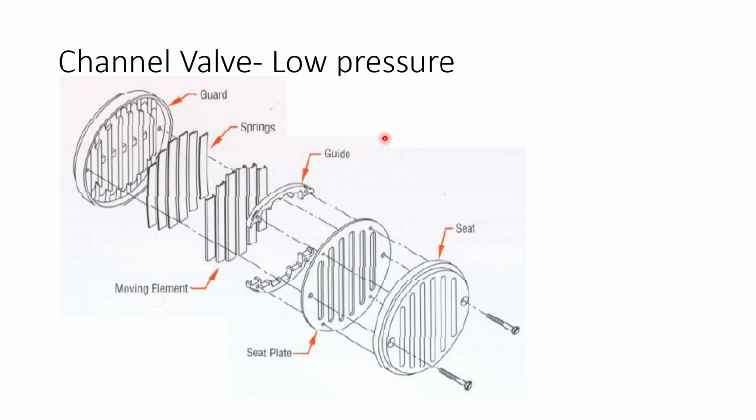Now, you see there are different types of valves used for suction and discharge of the compressor. The one shown here is called the channel valve, and it is used for low pressures up to 10 bar. So here you see this is the guard which has got the holes, and then there are leaf springs which are put on these holes, and this is the leaf or the moving element which is put on this spring, and this guide is compressing them, and then we put the seat plate and the seat, and then finally with this screw we tighten everything.